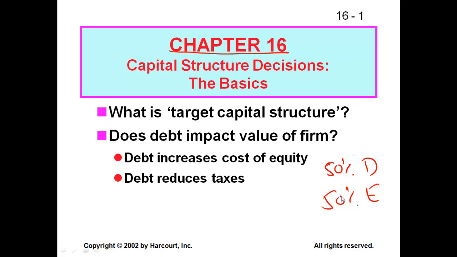So what's my debt to equity ratio? 1. Okay, so I hope you figured this out after the last exam. Debt to equity ratio is 1. The debt to total capital ratio is 0.5 over 1, which is 0.5. Okay, so that's your capital structure.